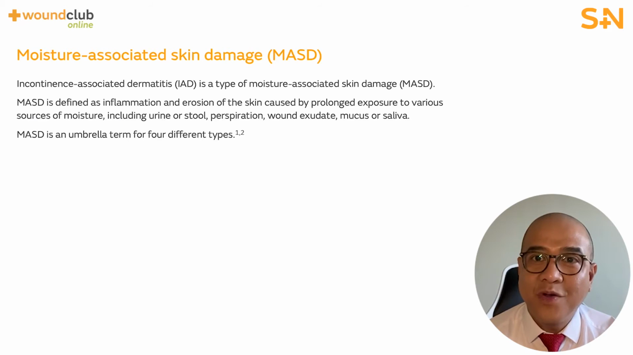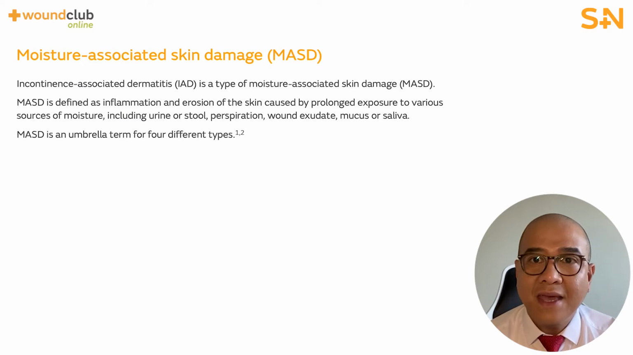IAD is a type of moisture-associated skin damage, or MASD. Now, MASD is an umbrella term for the 4 types of skin damage caused by moisture. It is also defined as the inflammation and erosion of the skin caused by prolonged exposure to various sources of moisture, and that includes urine or stool, perspiration, wound exudate, mucus, or saliva.